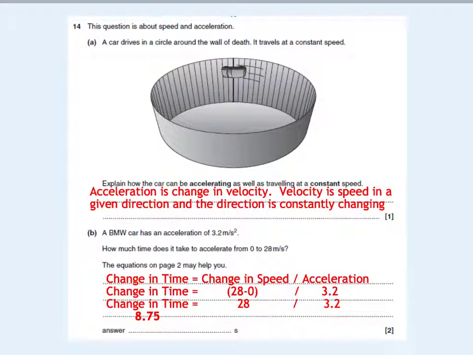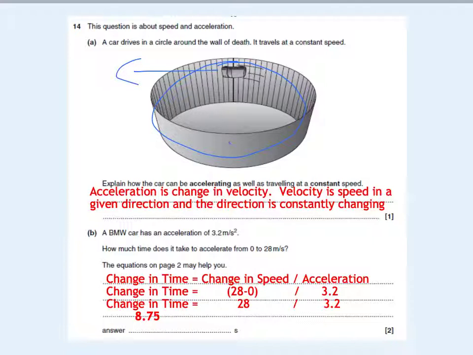Right, the first one's quite tricky to explain very simply. Don't forget, with this you need to know the difference between speed and velocity, because speed is the amount of distance that you travel in a given time, and velocity is your speed in a given direction. Well, this car is travelling round here at a constant speed, so let's say 10 meters per second. So it's always doing 10 meters per second. The thing is, its direction is always changing, because at the moment that car is pointing that way, so it's doing 10 meters per second to the left.